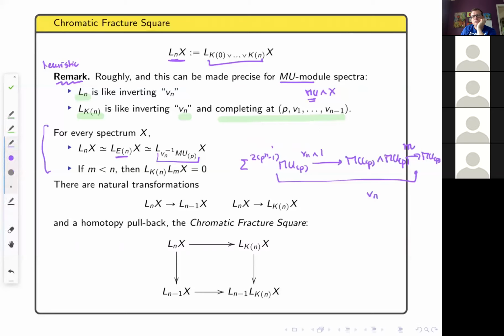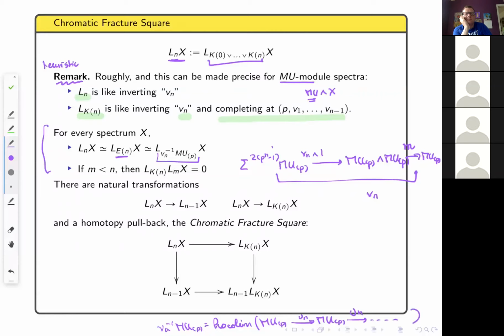So Vn minus 1 of mu p is going to be the whole column of, okay, so you do mu p, and then you do Vn. I'm going to ignore the suspensions, okay? You have to put in suspensions for this to make sense, and so on. So you just go down this colimit, and if you think about it, any element in this colimit, you can push it forward, and it becomes divisible by Vn. So it's like you've made everything divisible by Vn.